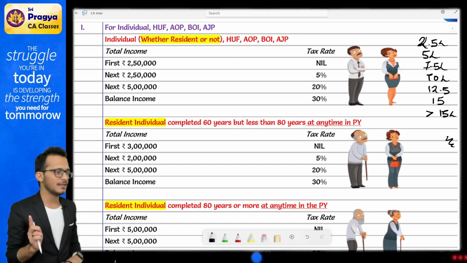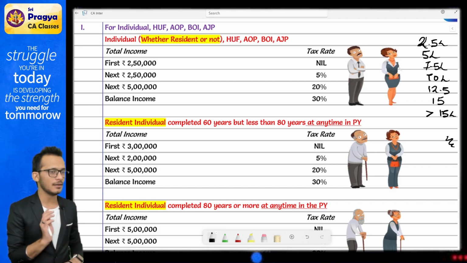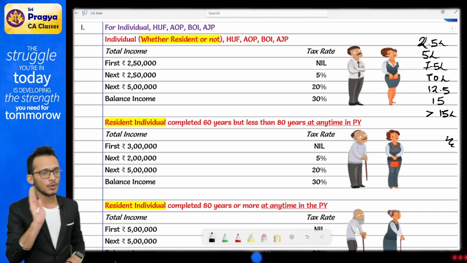If you are in 115BAC, whether you are resident or non-resident doesn't matter. Whether you are 60 or 80 or 150 doesn't matter. Everything is 0 to 2.5.